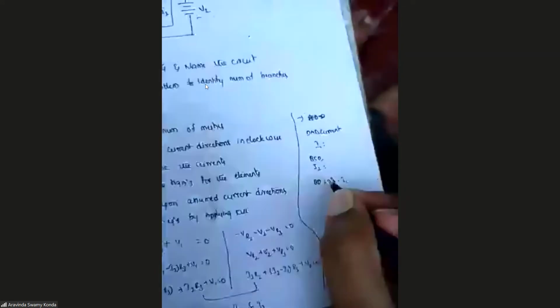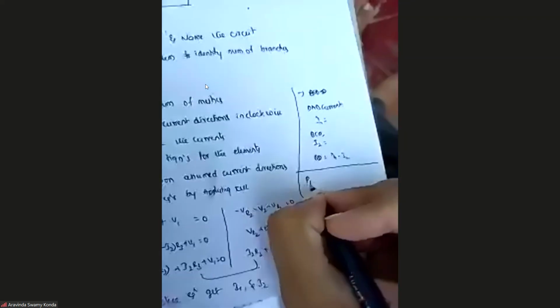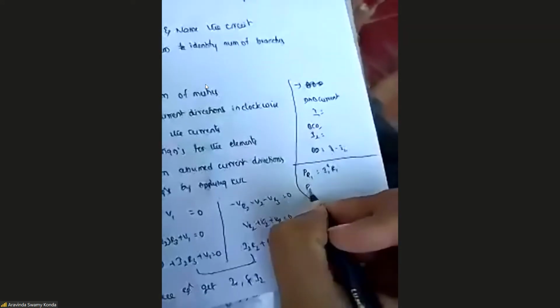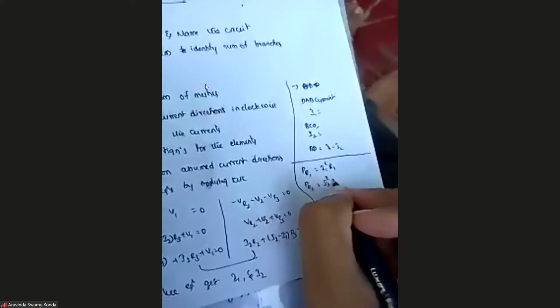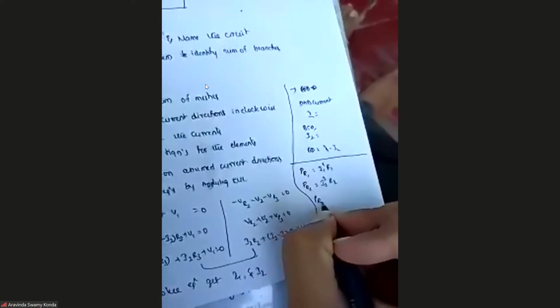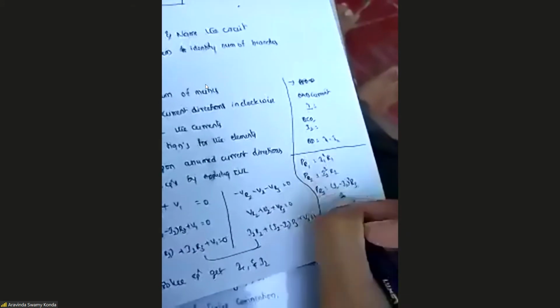Suppose they ask what is the power dissipation in each resistor. Then the power dissipation in the R1 resistor is the current squared into R1, the power dissipation in R2 is I2 squared into R2, and the power dissipation in R3 is (I1 minus I2) whole squared into R3, or (I2 minus I1) whole squared into R3. That depends upon the current flowing in that element. So this is the methodology you use to solve mesh analysis.